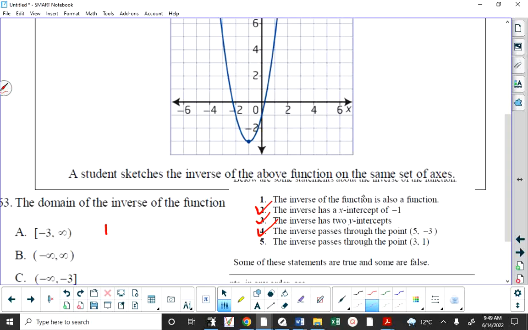Does the inverse pass through 3, 1? Well, only if the original passes through 1, 3. And the original does not pass through 1, 3, which means the inverse will not pass through 3, 1. So the answer is 2, 3, 4. Other questions? Yeah. 60?